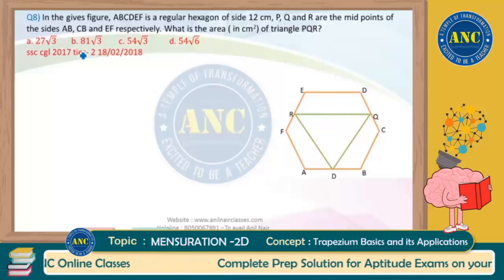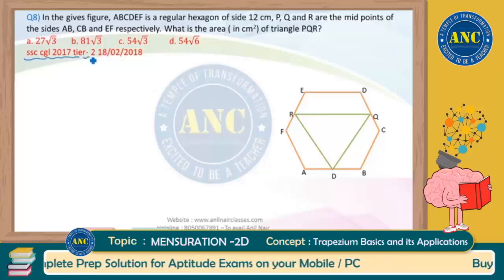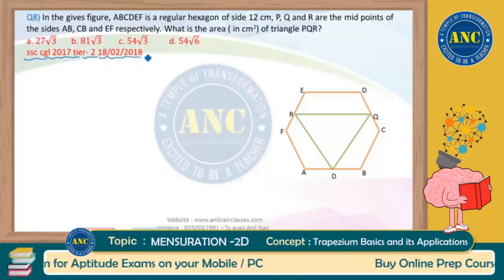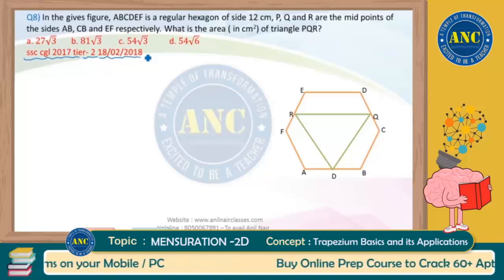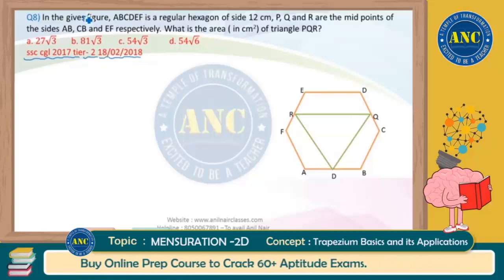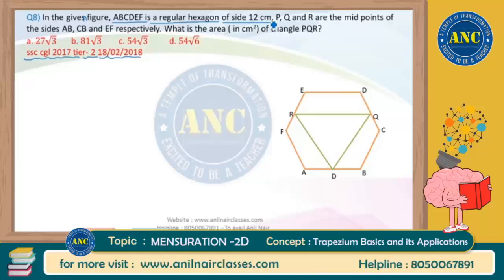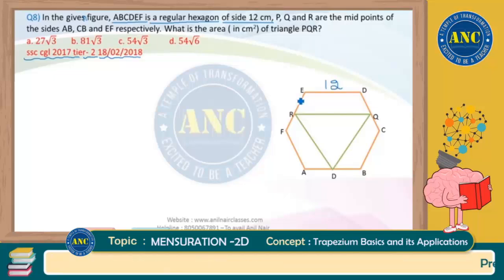Question number 8. Very good question. Original SSC CGL 2017 Tier 2 question which happened in 2018. One more question we are solving from that examination. Now see here, sir. In the given figure, ABCDEF is a regular hexagon of side 12 centimeter. What is the meaning of regular hexagon? We have already learnt it when we took problems on regular hexagon. 12 centimeter is the side, which means all the sides are 12 centimeter each.